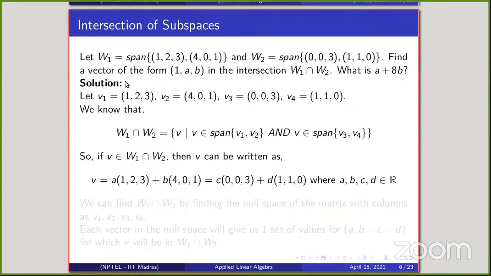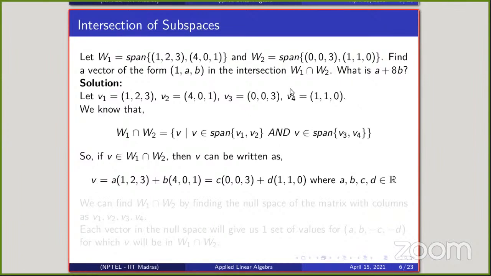So this is just a convention, to ease the writing. V1, V2, V3, V4 are taken this way. So by definition, W1 intersection W2 will be V such that V belongs to the span of V1, V2 and the span of V3, V4. So basically, if a vector V belongs to this intersection, then it can definitely be written as a linear combination of V1 and V2, and also a linear combination of V3 and V4. Which means we'll be able to write this equation, which means in order to solve for A, B, C, D, we can transform this problem into a system of linear equations type of problem.